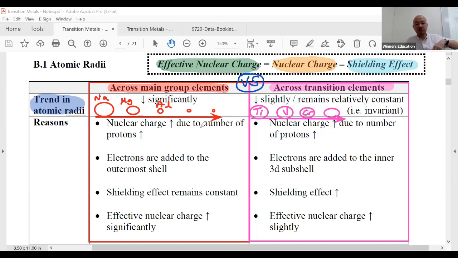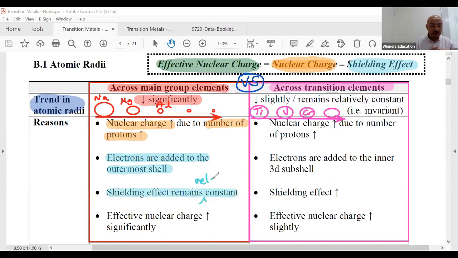Across the main group elements, the trend in the atomic radii is this. It will tend to decrease significantly, as you can see from my drawing. The nuclear charge increases, obviously, 1 plus 1 proton, as you go left to right. And the electrons are always added to the outermost or the valence shell. So you take sodium, magnesium, aluminum, you know what's happening. Which means the shielding effect remains relatively constant.